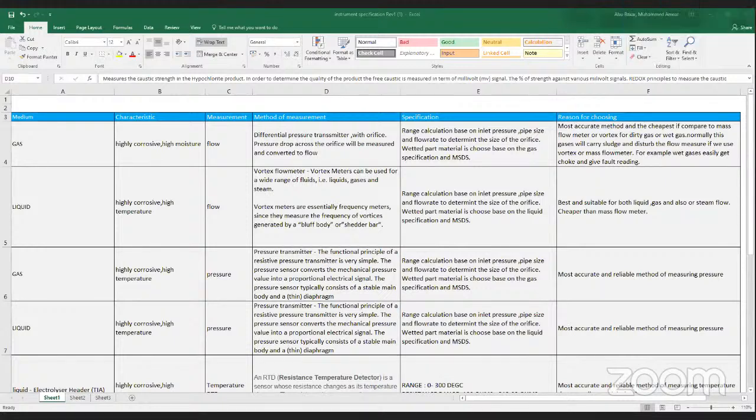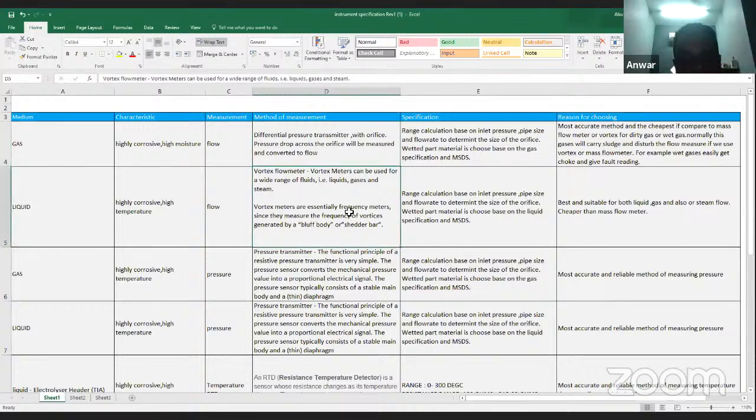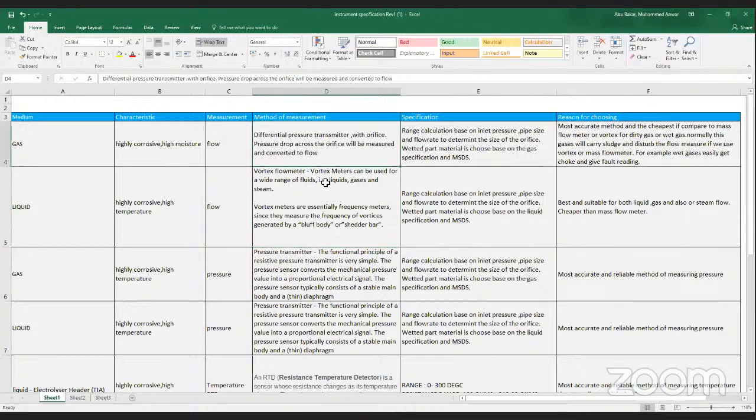Okay, I have a question actually, because in your table for the first two rows, you mentioned that for the flow measurement, for gas we use orifice, and for the liquid we use a vortex flow meter. So I'm just wondering whether this is a common practice throughout all fields in chemical engineering, or is it very specific to the fluid that you are working on?